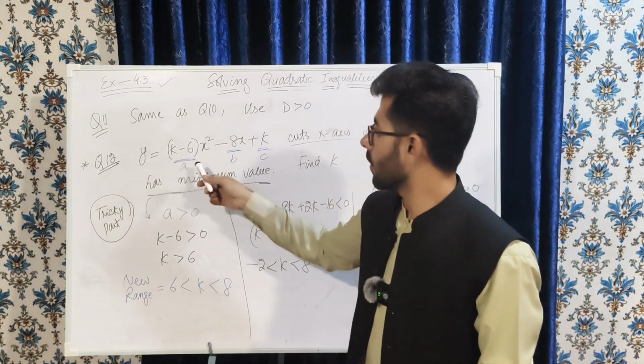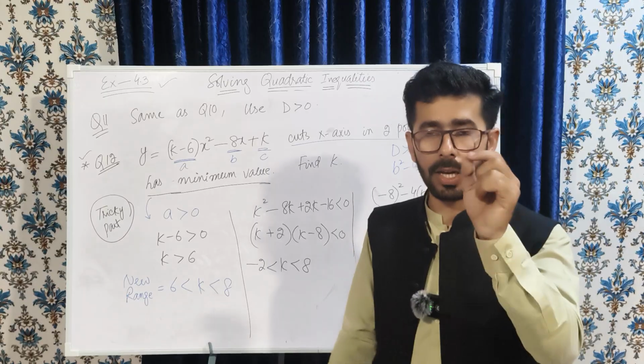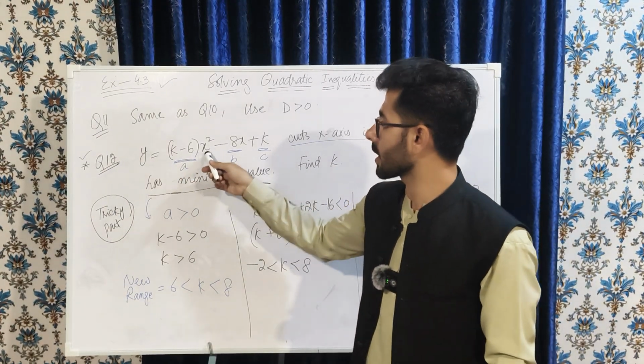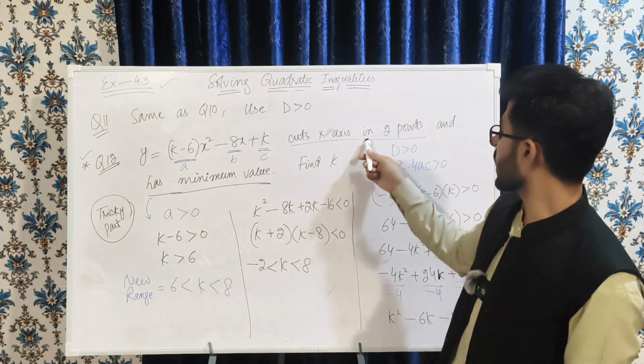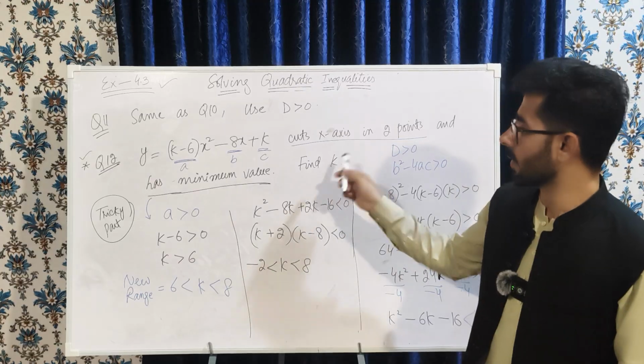Question 12 has a star, that means it should have a trick in it. It says that (k minus 6) times x square minus 8x plus k cuts the x-axis in 2 points and it has a minimum value. So find the value of k.